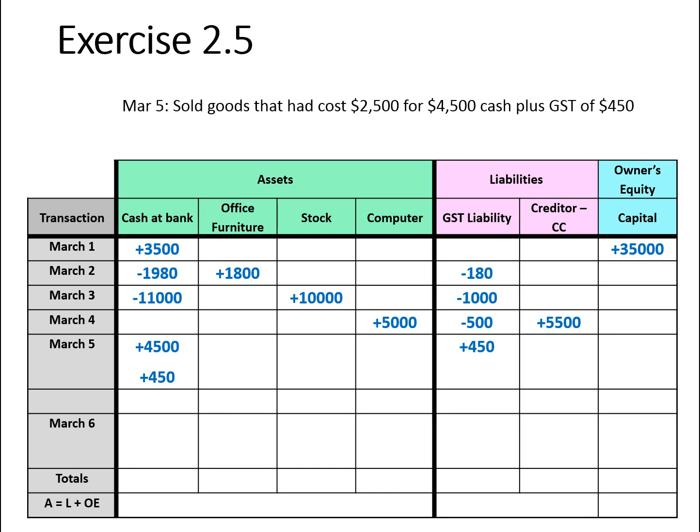You've got $450 of GST we've collected that doesn't belong to the business. That will increase our GST liability. The $4,500 represents revenue, and revenue increases owner's equity. But we learned that to make a sale, we've got to have a cost of sale. So we had to sacrifice some inventory costing $2,500, so stock will decrease. And when we sell it, that becomes what's called a cost of sale expense, and expenses decrease owner's equity.